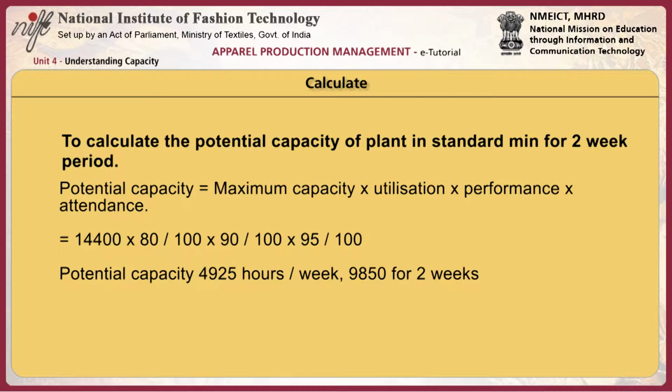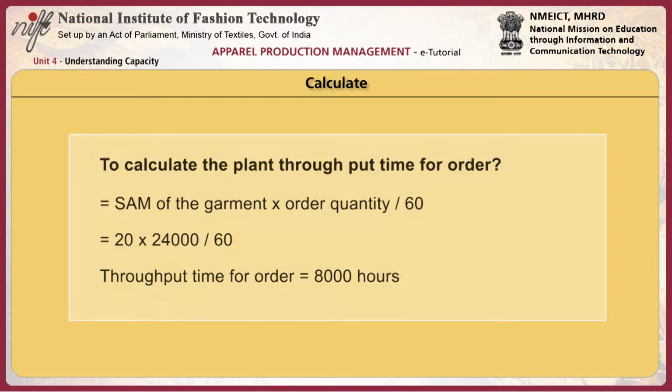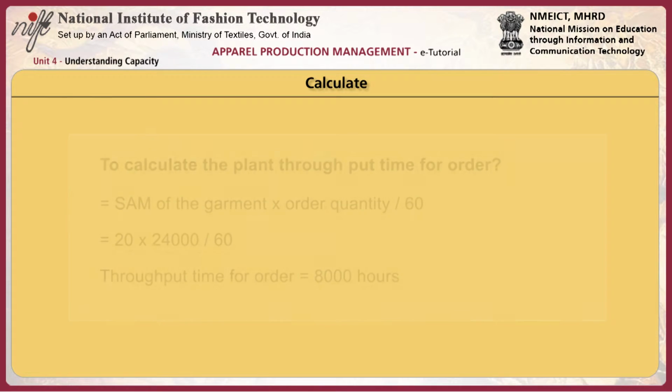Potential capacity is 4925 hours per week or 9,850 for 2 weeks. To calculate the plant throughput time for the order, the formula is SAM of the garment into order quantity divided by 60, that is 20 into 24,000 divided by 60. Throughput time of the order is 8,000 hours.